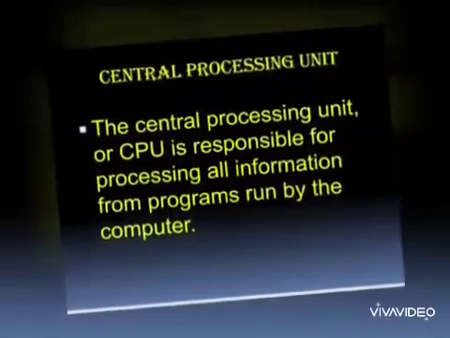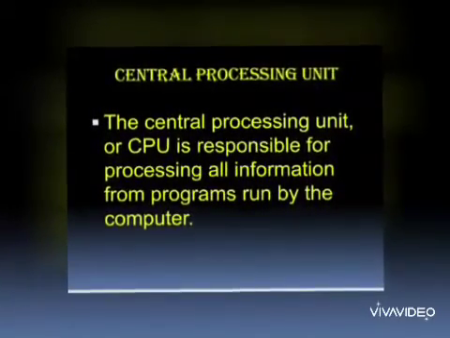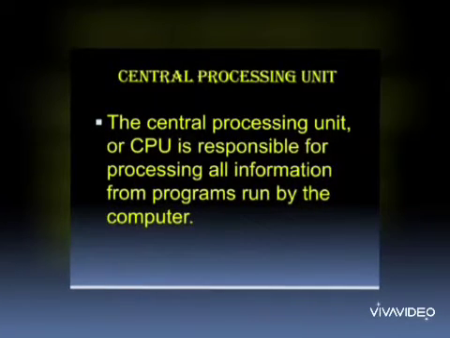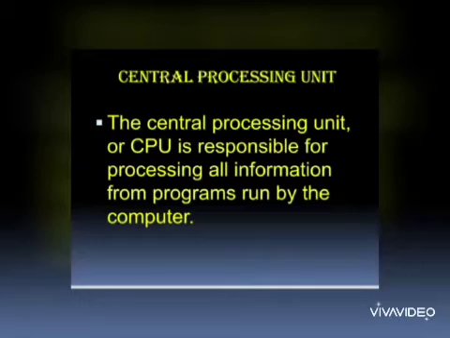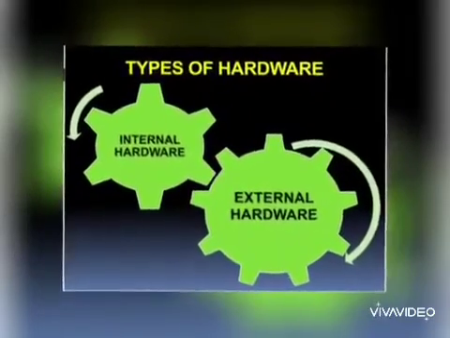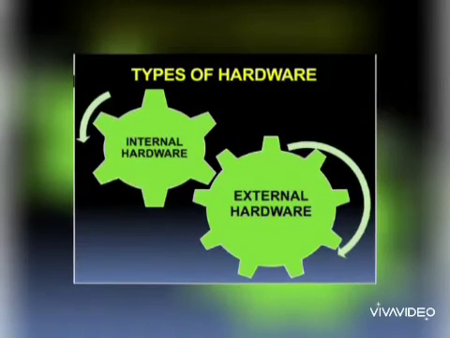Central Processing Unit. The Central Processing Unit, or CPU, is responsible for processing all information from the computer's programs run by the computer. Types of hardware. We have two types of hardware. We have the internal hardware and external hardware.